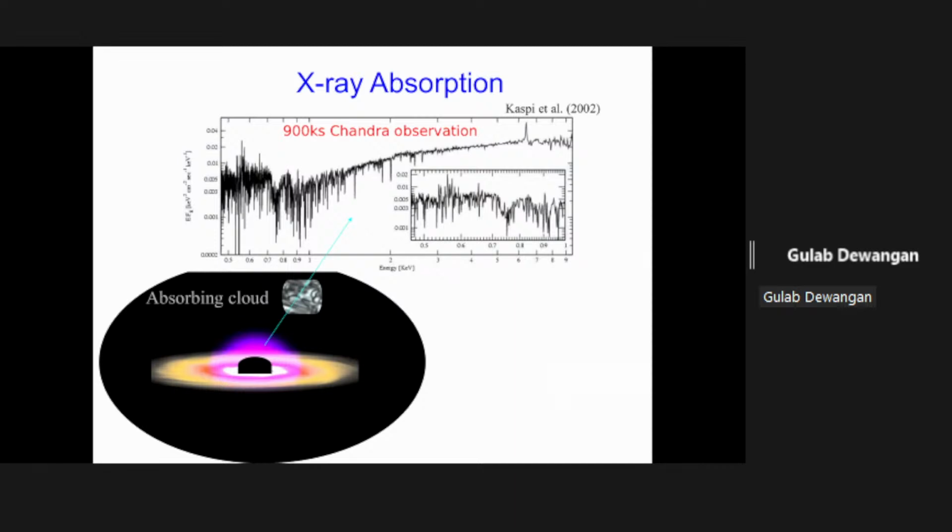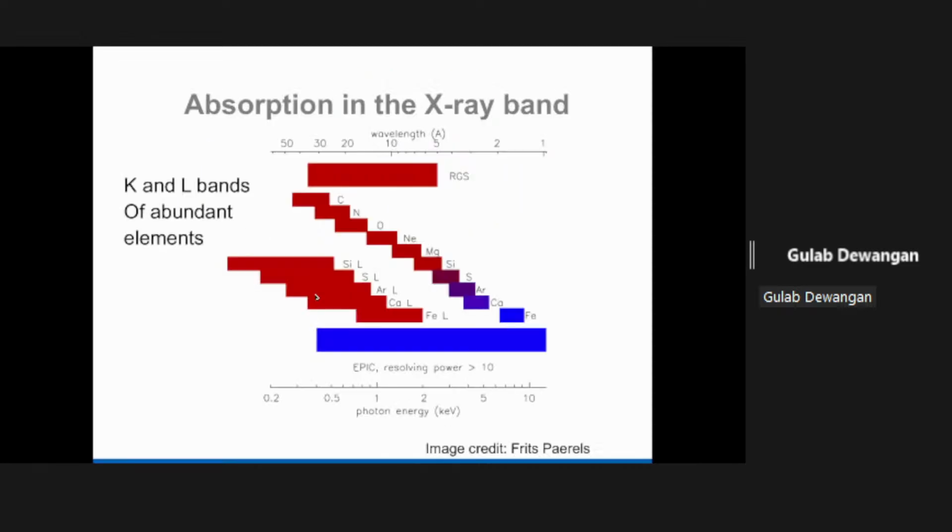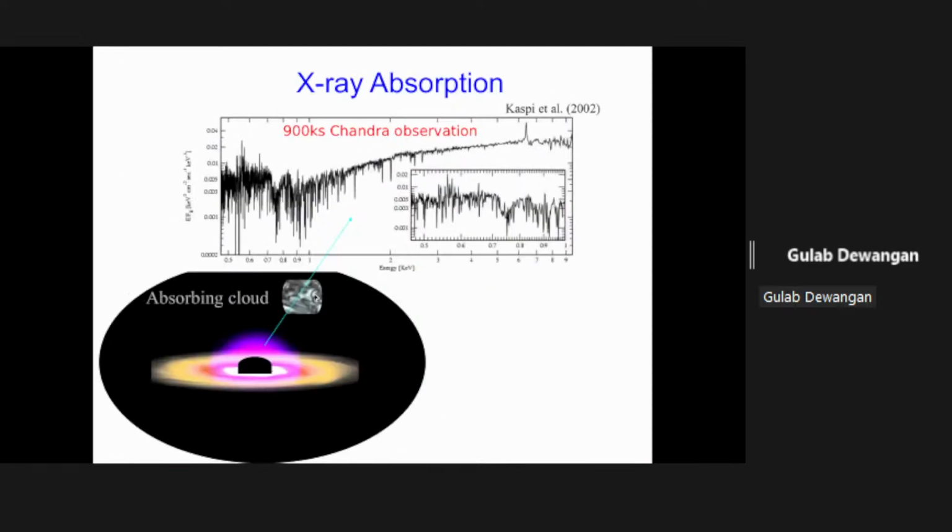And this absorbing cloud, of course, will have different elements, and due to X-ray absorption processes through photoelectric absorption, some of the radiation will be absorbed, and depending on the ionization stages, etc., you will see a large number of absorption lines as well as absorption edges. And when we looked at the optical spectrum, for example, we did see some emission lines, but those were not so numerous.